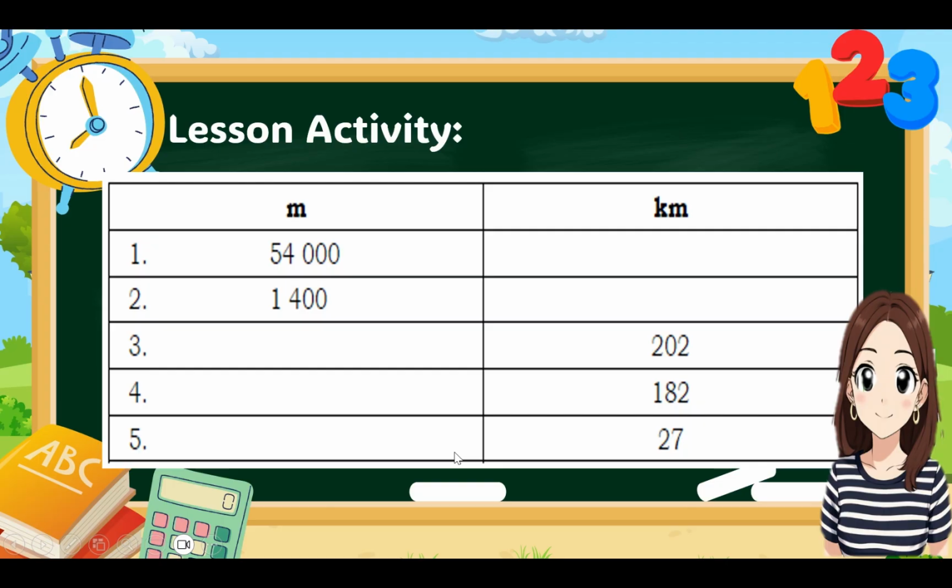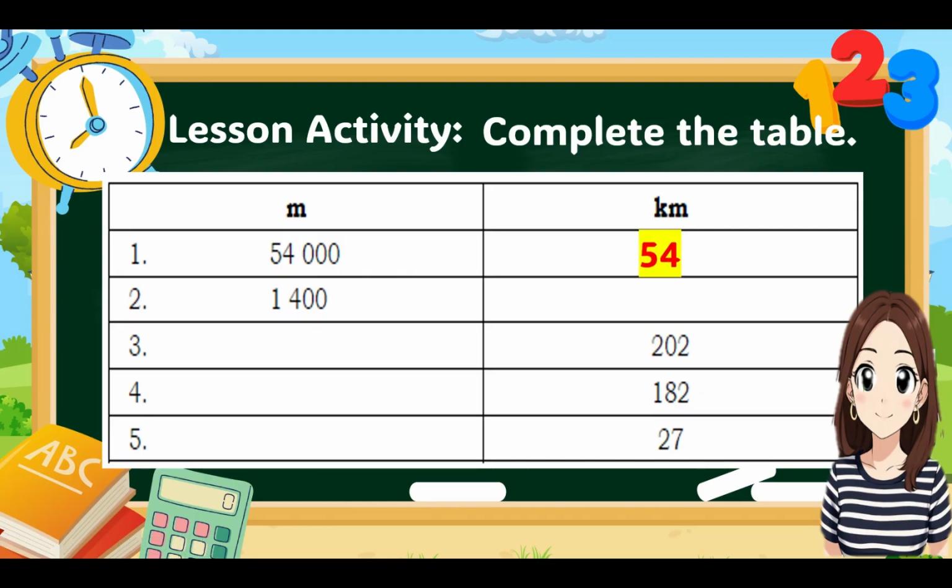Okay, let's continue with our lesson activity. Complete the table. So meter to kilometer. To convert, we have to divide 54,000 by 1,000. It will give us 54. 1,400 divided by 1,000, that will result to 1.4 kilometers.